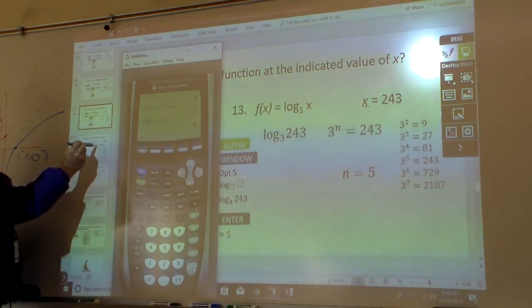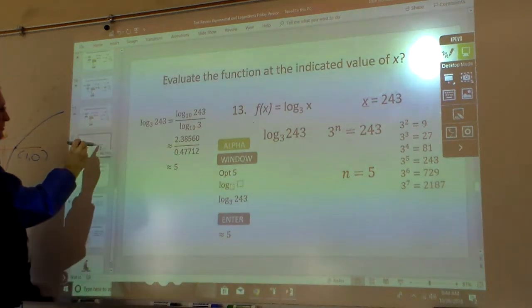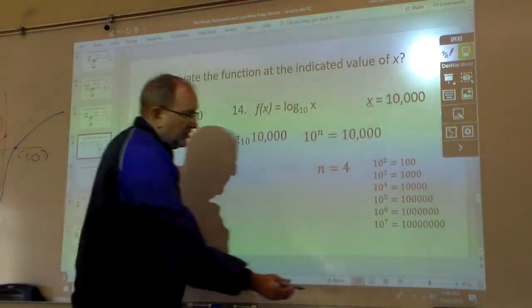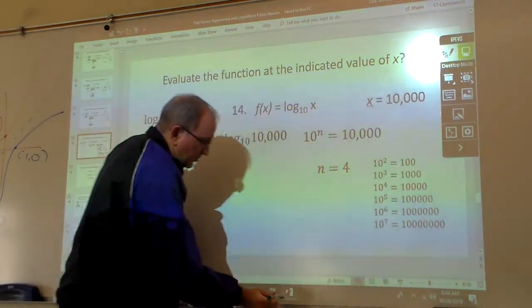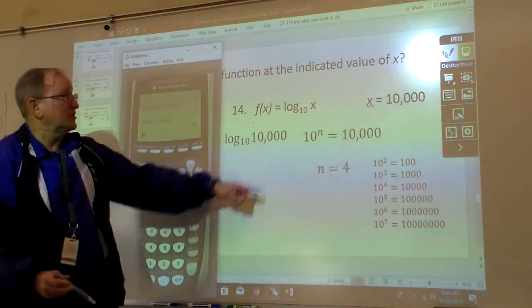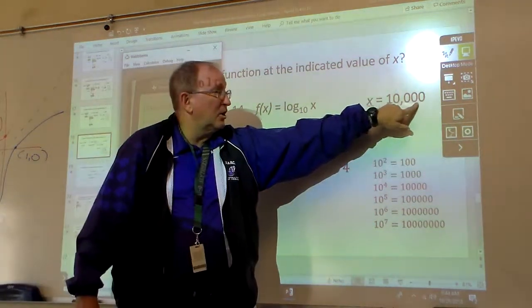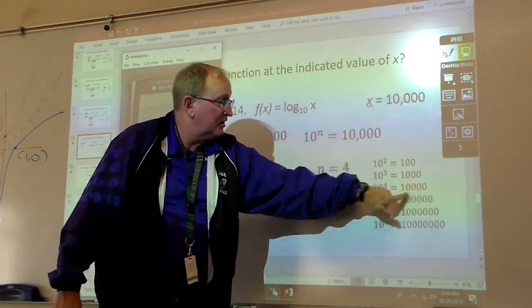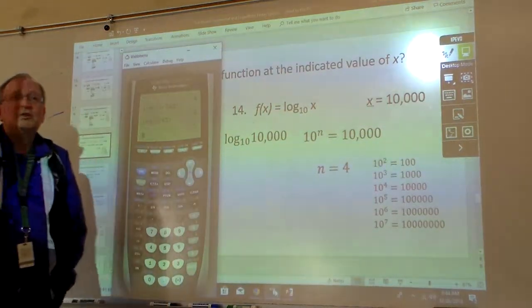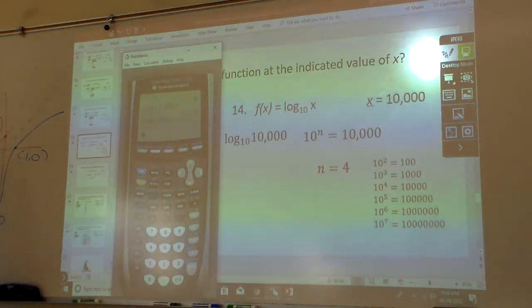Okay, the next one. Now this one's a little easier, y'all. Why is this one easier? Because the base is 10. First off, you look at the little chart here. 10,000 is 10 to the 4th power. And this is the way we used to have to do that a long time ago because we didn't have all these nice things.